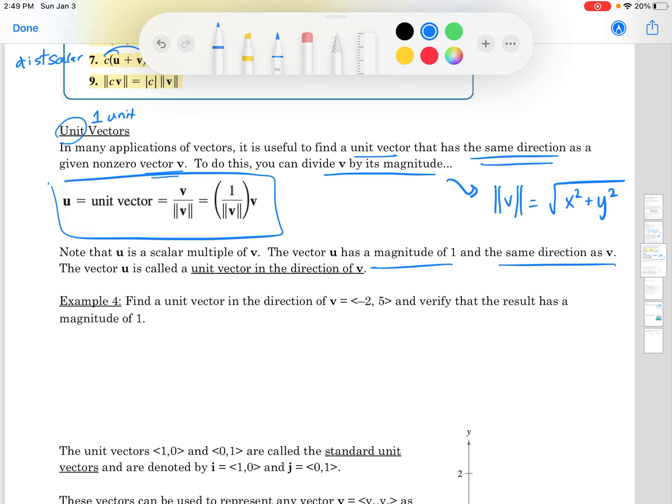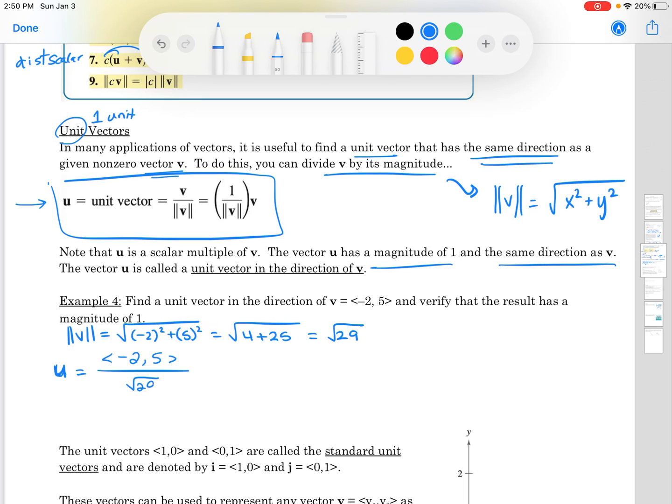So to find a unit vector in the direction of v equals negative 2, 5, we first want to find the magnitude of v. The magnitude of v is going to be the square root of negative 2 squared plus 5 squared. So that's the square root of 4 plus 25, or the square root of 29. Okay, now we need to use this formula. Our unit vector u, which is supposed to be bold, but we're handwriting, so close enough, is going to be the vector negative 2, 5, divided by the magnitude, which is the square root of 29.